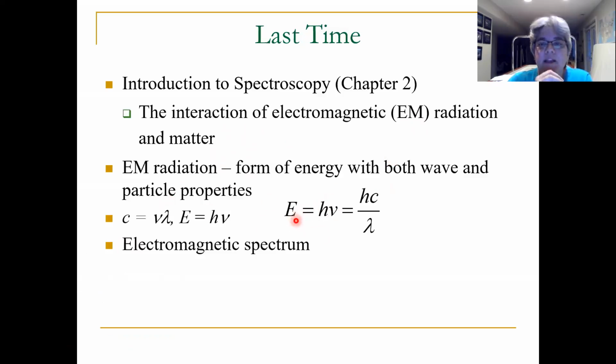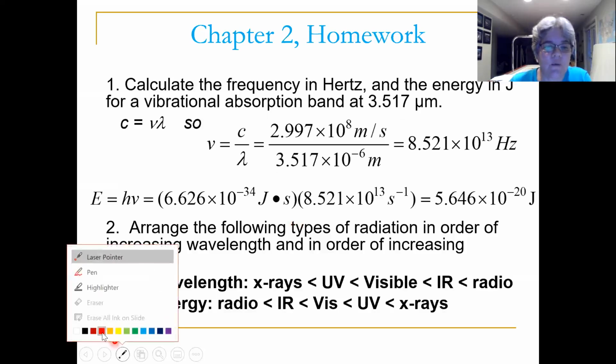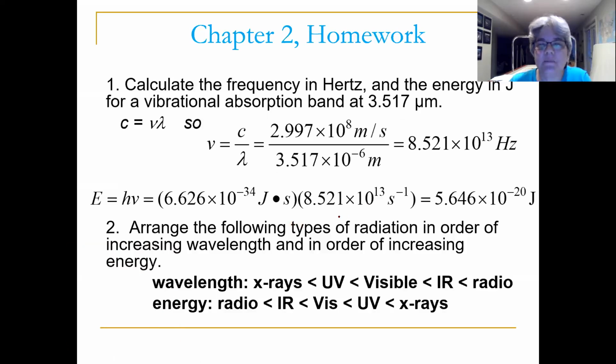And we said if you take all the kinds of electromagnetic radiation, you put them together, you get that thing called the electromagnetic spectrum. So your homework for last time asked you to deal with that information, to do a couple of simple calculations, calculating the frequency and the energy for an absorption band. Most of you did that correctly, except for significant figures.